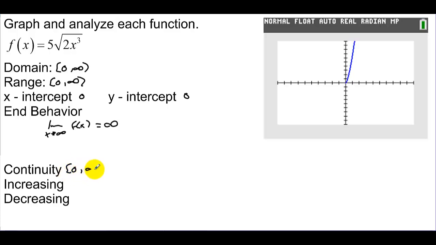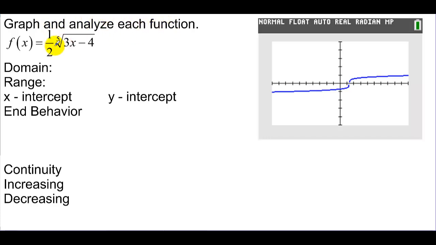It's continuous on its domain, increasing from 0 to infinity, and this function never decreases, so that would be none. Graph and analyze each function. Now we have the fifth root of 3x minus 4. We can take the fifth root of negative values, so the domain is negative infinity to infinity. This will go up and down forever, although rather slowly. So the range is negative infinity to infinity.